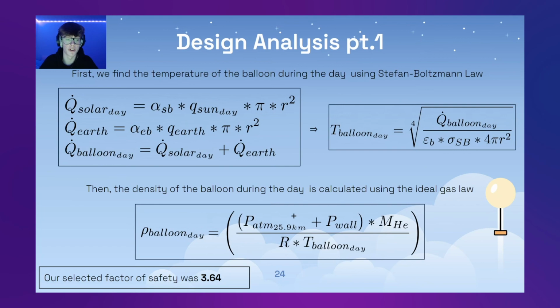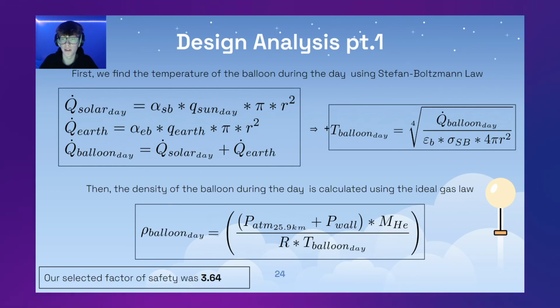Hello, it's Thomas Collier again, and I'm here to talk about our design analysis. From Jamie's part, we found that our selected factor of safety was 3.64. Then we're going to want to find the temperature of the balloon during the day using the Stefan-Boltzmann law equations, which are these equations right here.